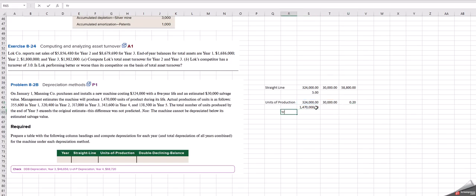So then we'll come down to year one. And year one, it tells us that there are 355,600 units. In year two, there is 320,400 units. In year three, there is 317,000 units. In year four, 343,600, and then in year 5, 138,000. Whoops, sorry.